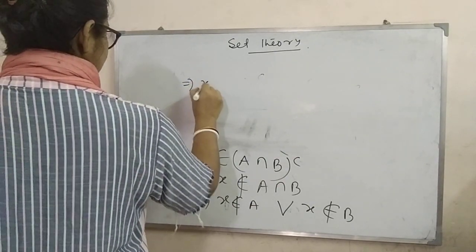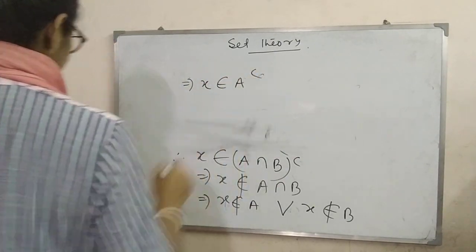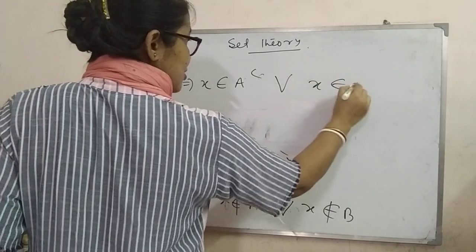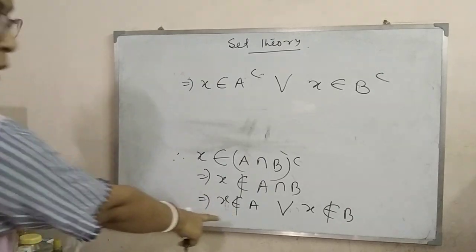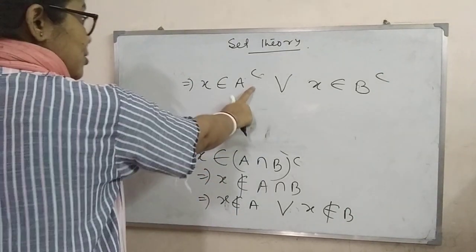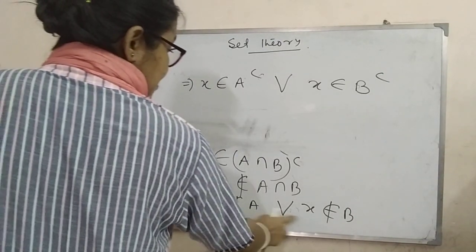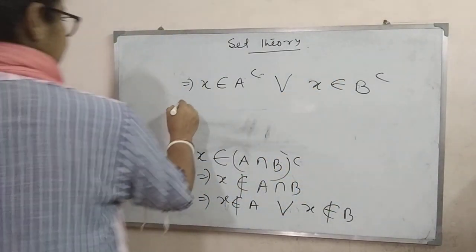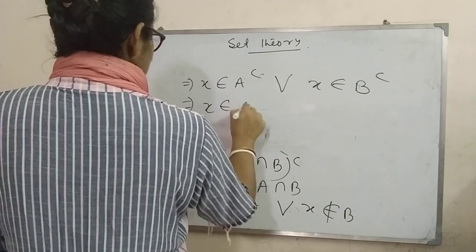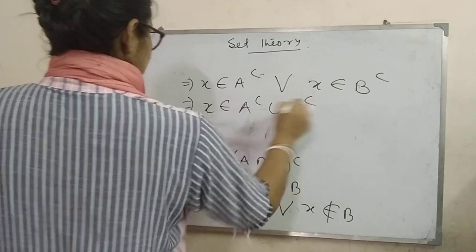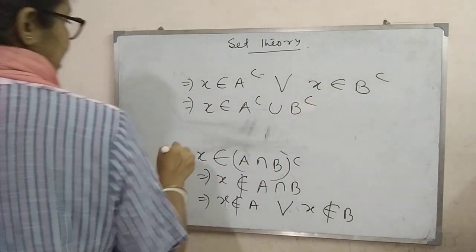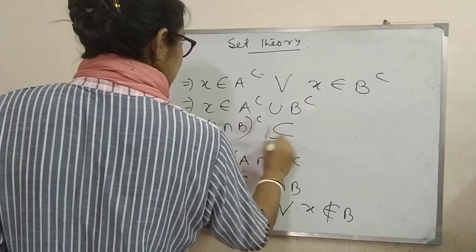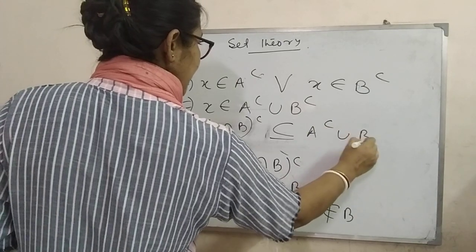That means X belongs to A complement or X belongs to B complement. X not belonging to A means X belongs to A complement, and X not belonging to B means X belongs to B complement. That means X belongs to A complement union B complement. That means (A intersection B) complement is a subset of A complement union B complement.